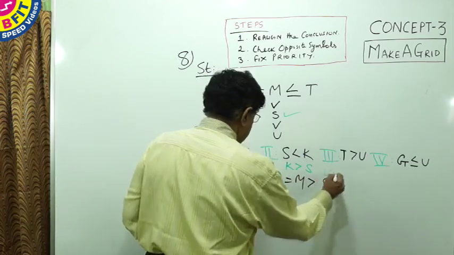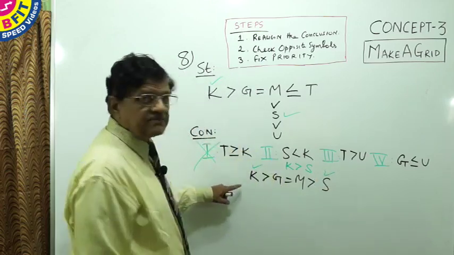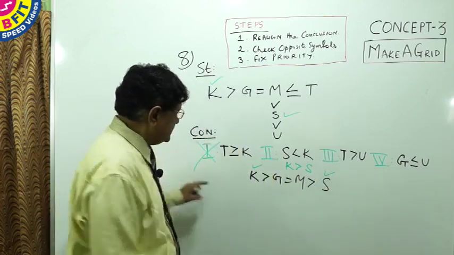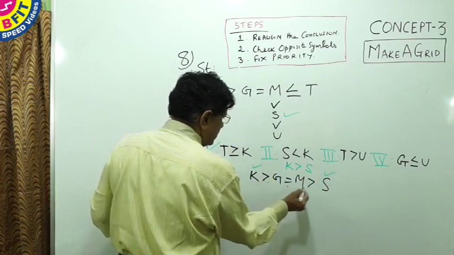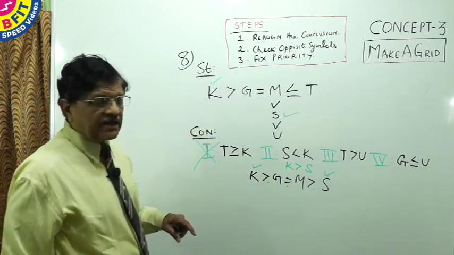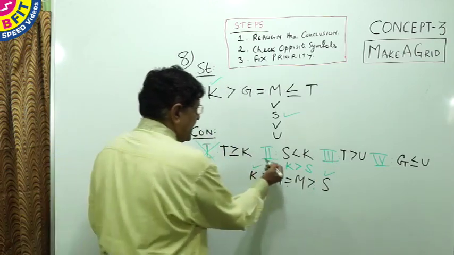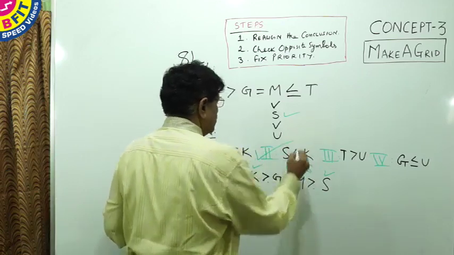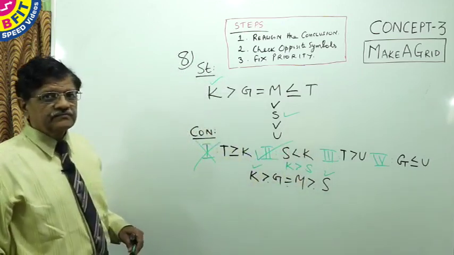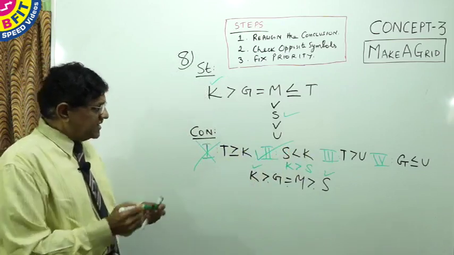K is here, S is here. What are the symbols? There are no conflicting symbols. So greater than, equal to, greater than: greater than has got the highest priority. Therefore K greater than S is true. Now let us go to the third conclusion.